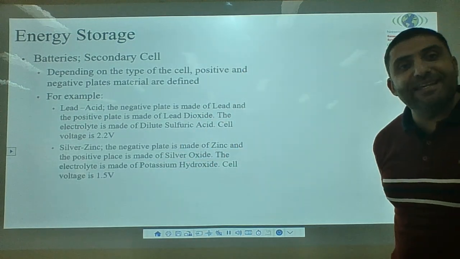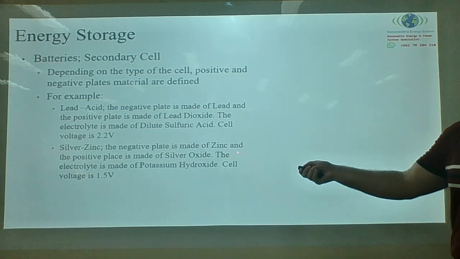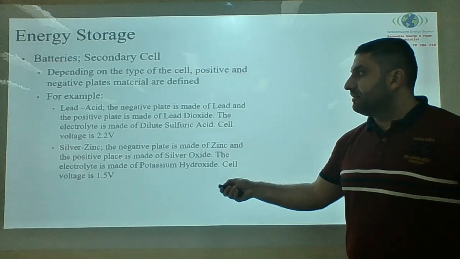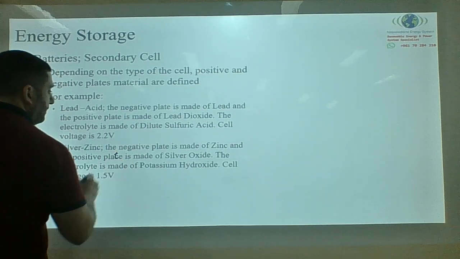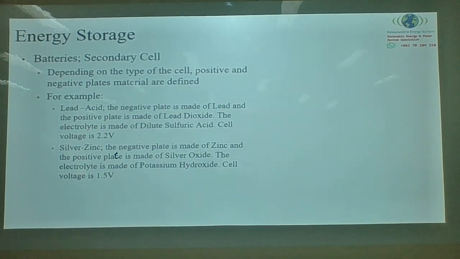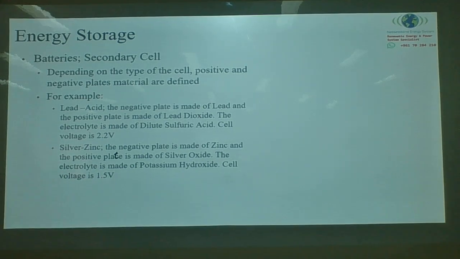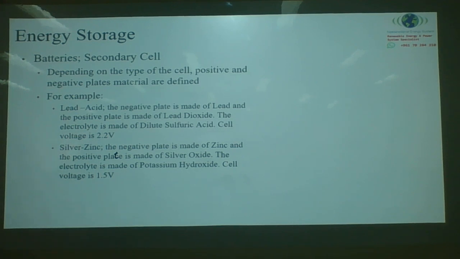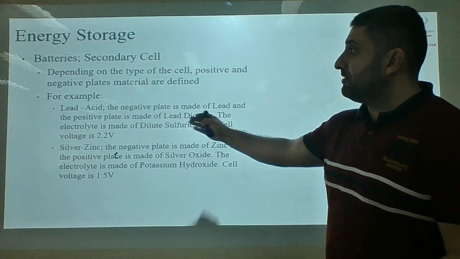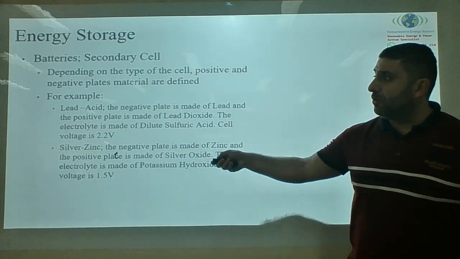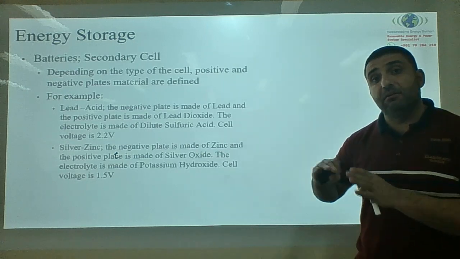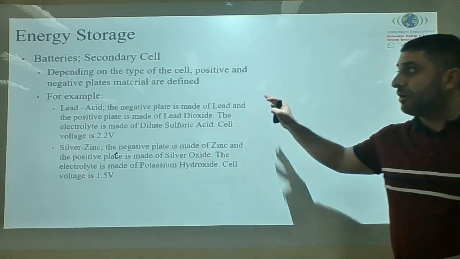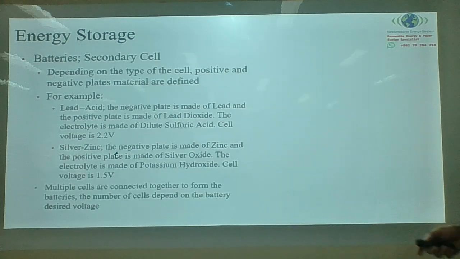Look at, for example, silver zinc batteries. The negative plate is made of zinc. The positive plate is made of silver oxide, and in between, the electrolyte is made of potassium hydroxide. The cell is 1.5 volts. See, each one of them is different. Every single lead acid or silver zinc. You see the difference? Now, each type has advantages and disadvantages. By the way, there are a few other types, but we're not going to go through them. This is an example to show you.